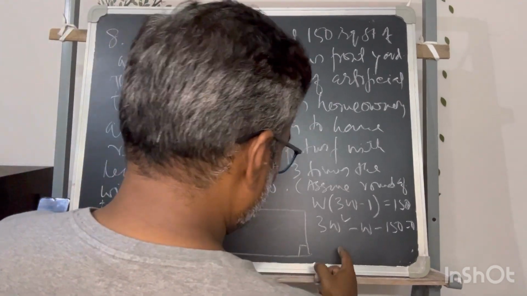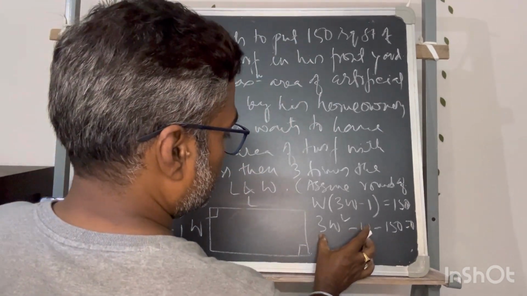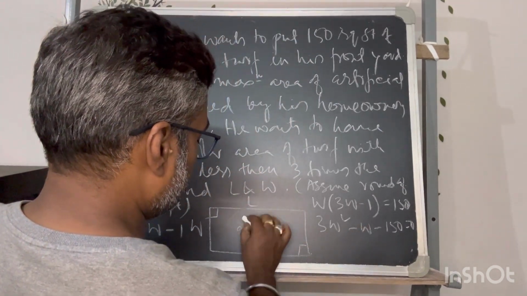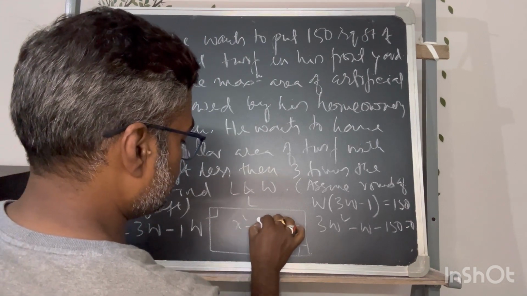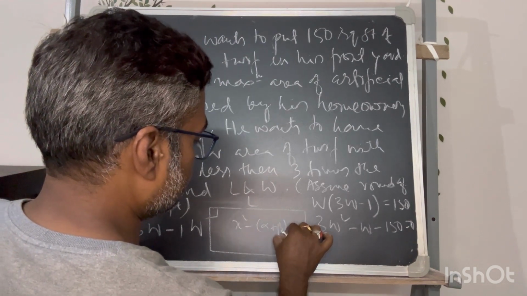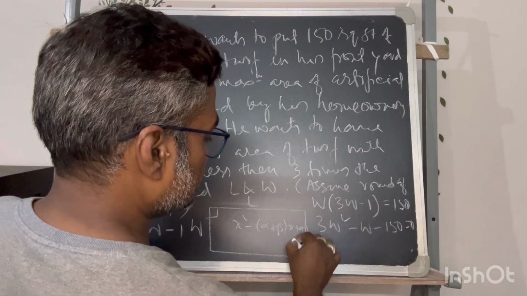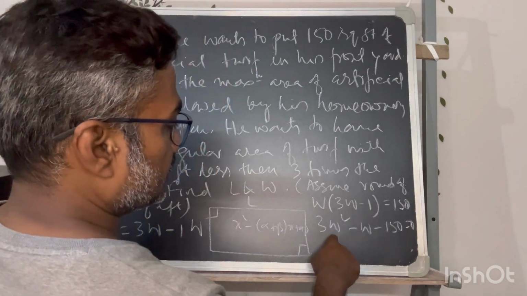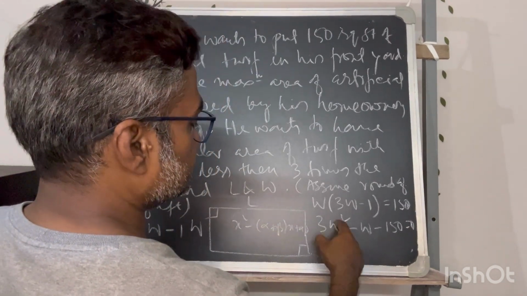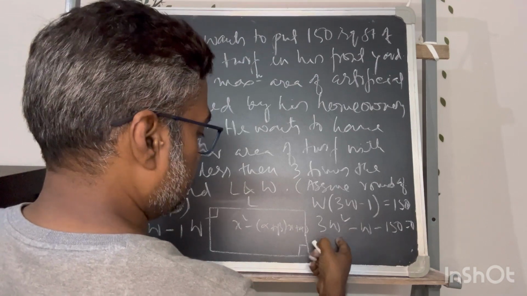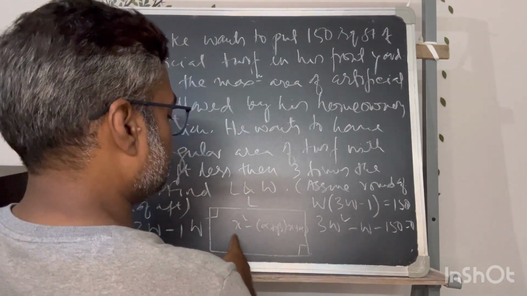Now here I am not getting it in the form of x squared minus (alpha plus beta) into x plus alpha beta. There is a coefficient with x squared. I am assuming x as w, here the unknown is w, so x could be anything.